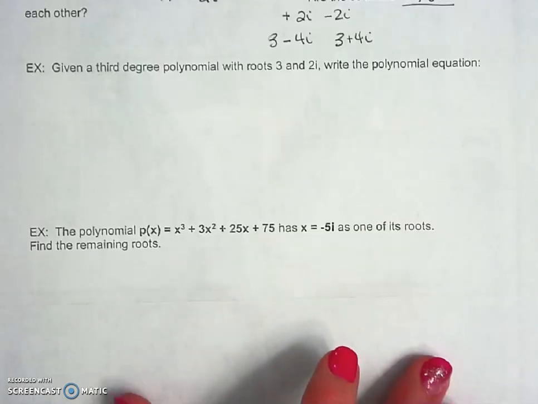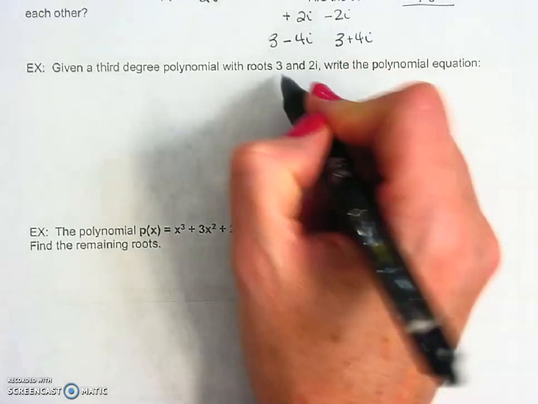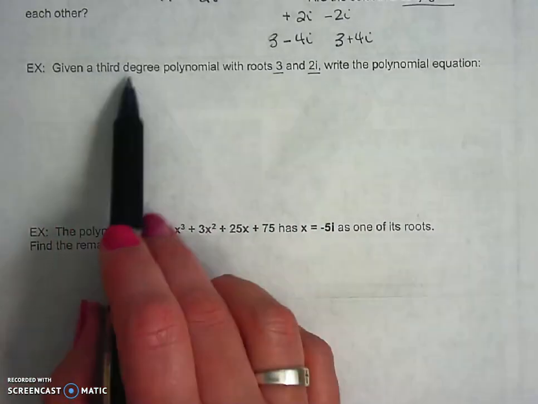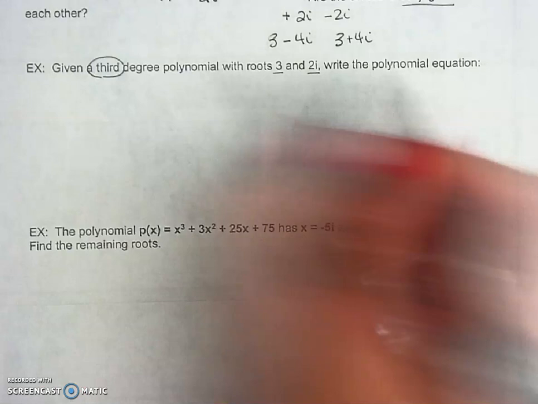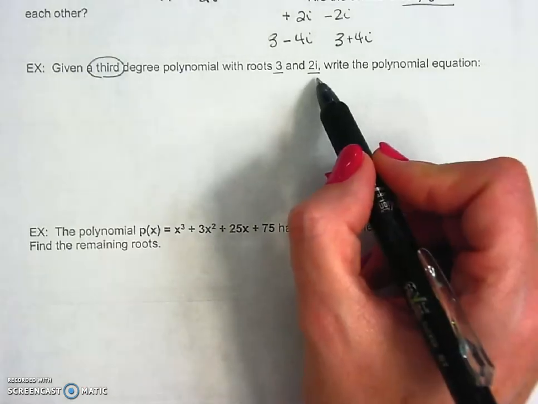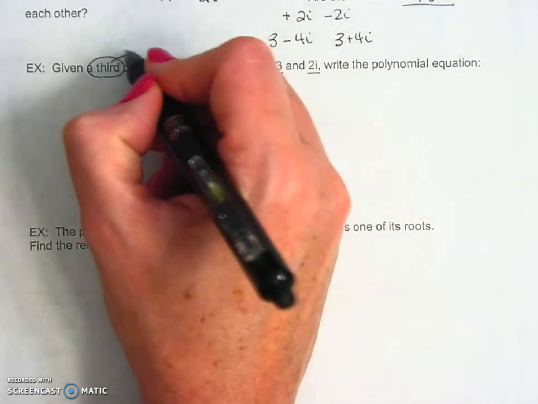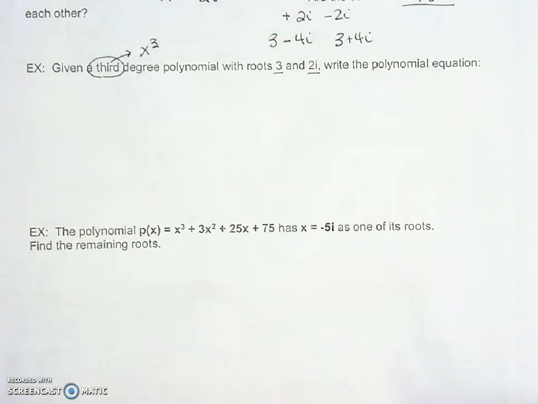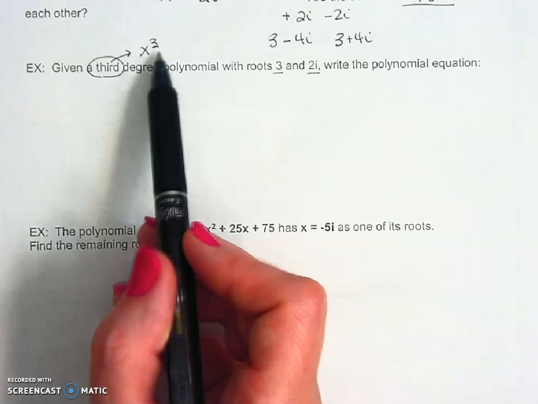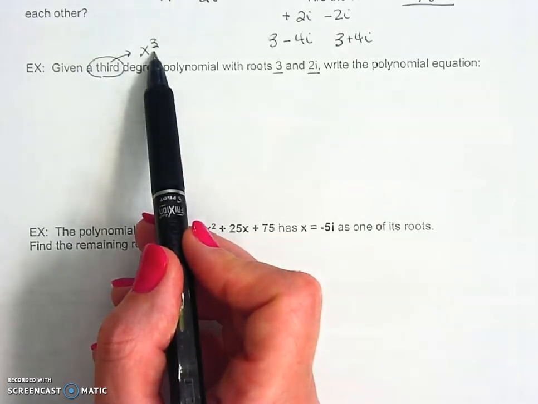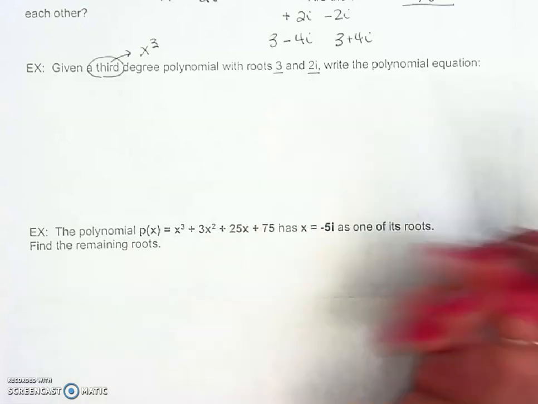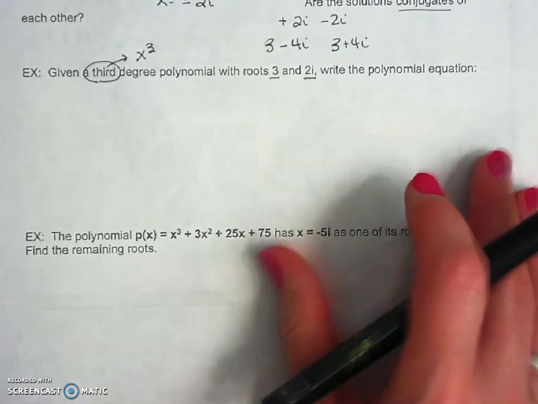So in this first problem, we're given two roots, 3 and 2i, and we're being asked to find a third degree polynomial that has those roots. Now, third degree means that your leading term is going to be to a power of 3, and it's also going to mean that the equation has 3 roots. Well, I've only been given 2 roots, and that's where the conjugate complex numbers come in.